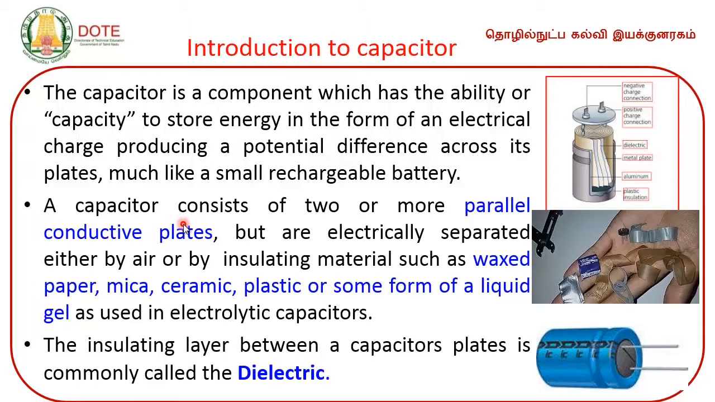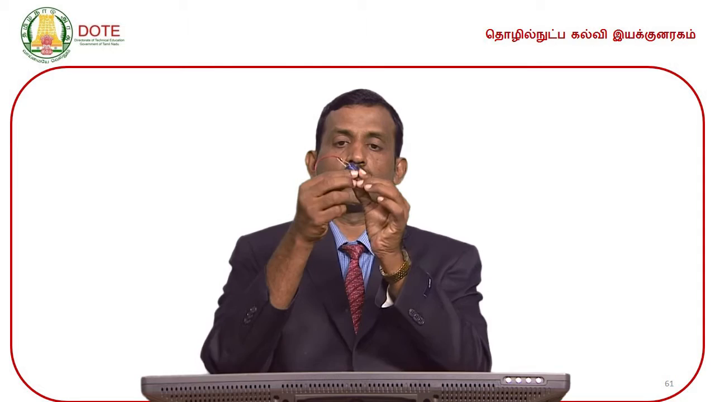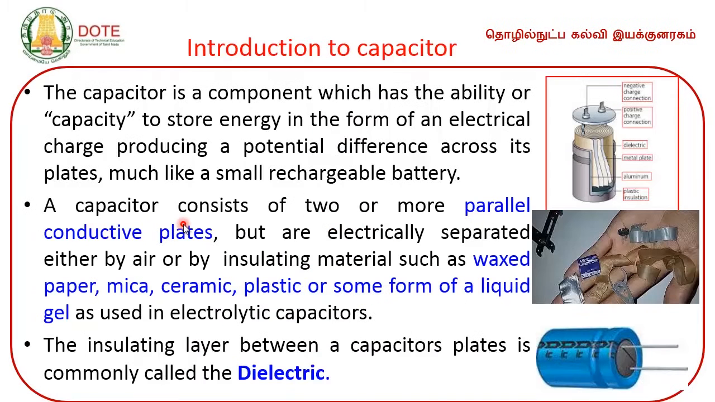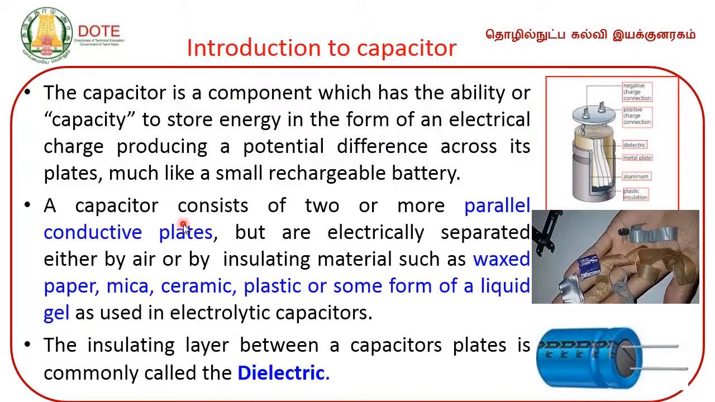So this is the capacitor. You can use it as a small battery. You can charge it using a battery, and when you connect this it will charge. Remove the battery and you can use this stored charge to power a light, right. The capacitor consists of two or more parallel conductive plates that are electrically separated by insulating material, right.